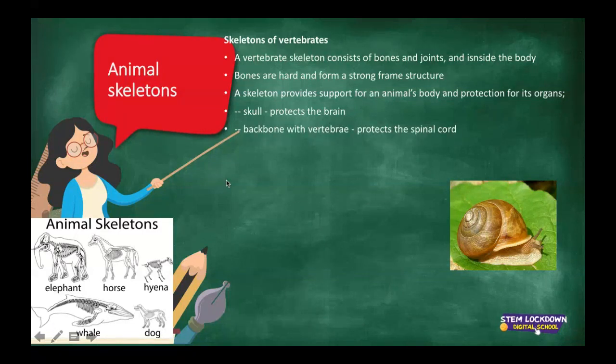Backbones with vertebrates protect the spinal cord. Ribs protect the lungs and the heart. As human beings, we have a backbone which protects the spinal cord. We have ribs, as people, that protect our lungs and the heart.